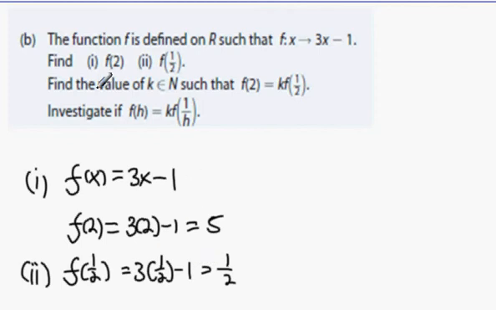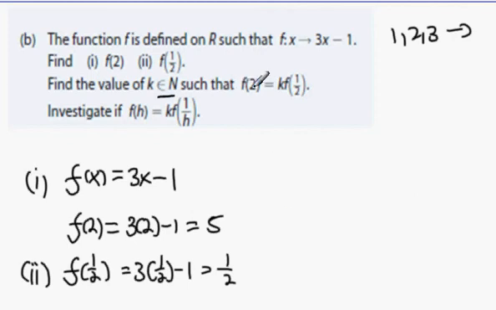Now, find the value of k, element of N. What does that mean? Element of N. K has to be an answer 1, 2, 3 or above. Cannot be negative, cannot be 0, cannot be a fraction, cannot be a decimal. Okay, that's what we know about k already.